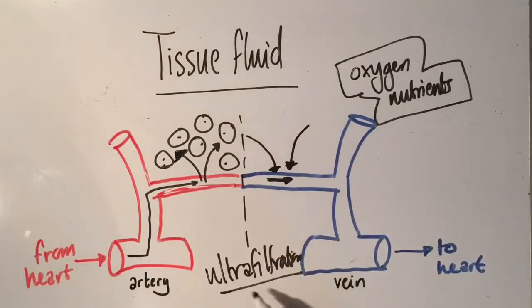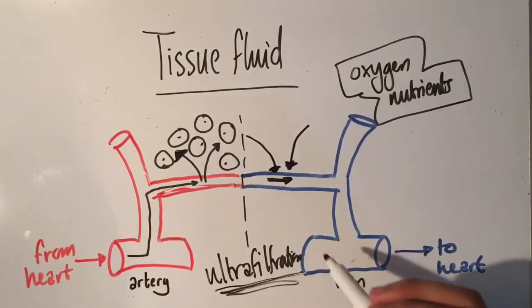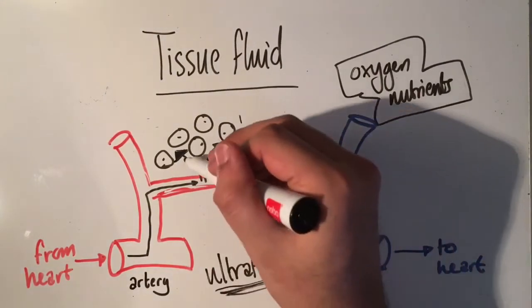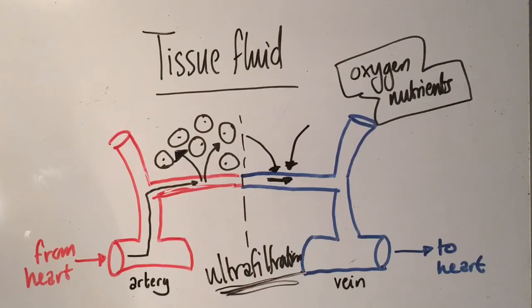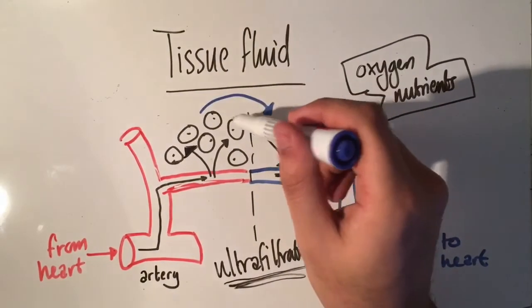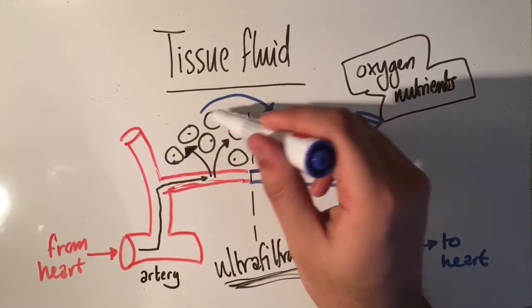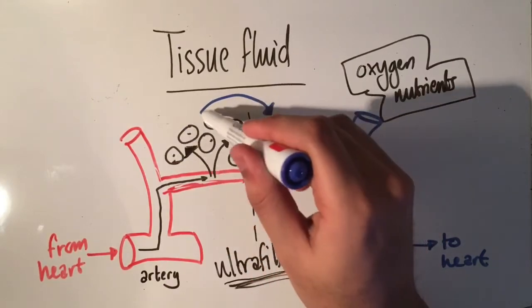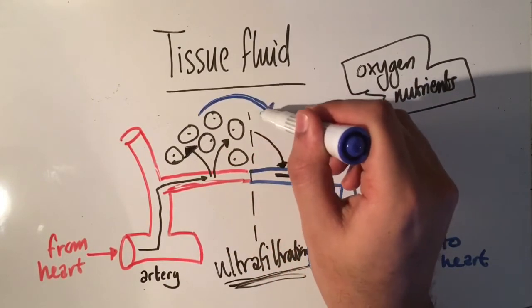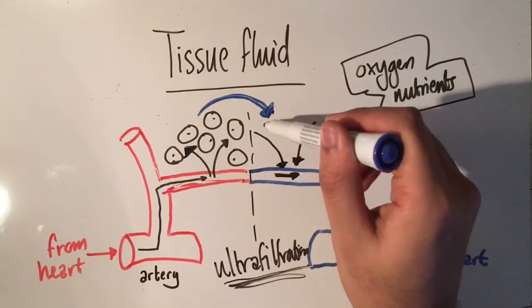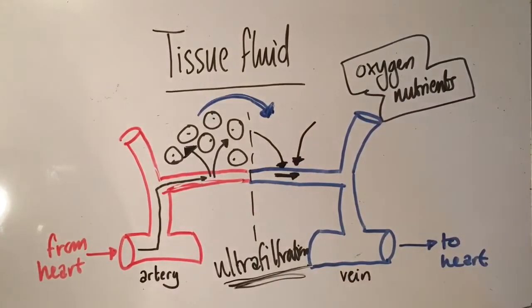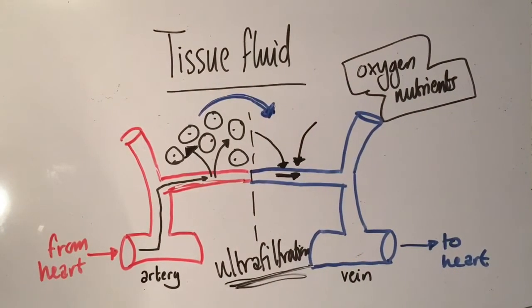So in this model, which is called ultrafiltration, only the very small molecules will be able to leave. So the larger molecules aren't able to leave, such as the plasma proteins and the cells of the blood. Like I said before, once the cells have used up the metabolic materials that they need, the tissue fluid can now flow back into the capillaries and go back to the heart through the vein.